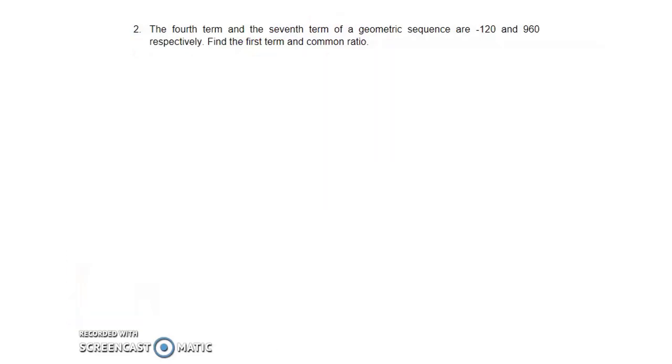Okay, next. The fourth term and seventh term of a geometric sequence are negative 120 and 960 respectively. Find the first term A and the common ratio, which is the value R. In this question it is already stated that it is a geometric sequence, so use the geometric sequence formula. Given T4 equals negative 120 and T7, the seventh term, equals 960, we need to find the values of A and R.